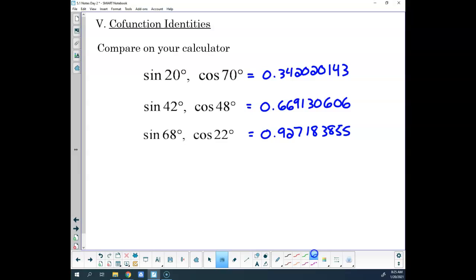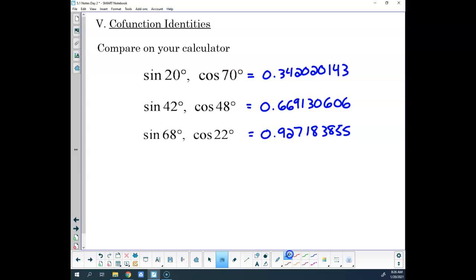Sometimes the grapher usually defaults to radian, so make sure it's in degrees. Do you know where the degree symbol is? Either way, those are what are called cofunctions.